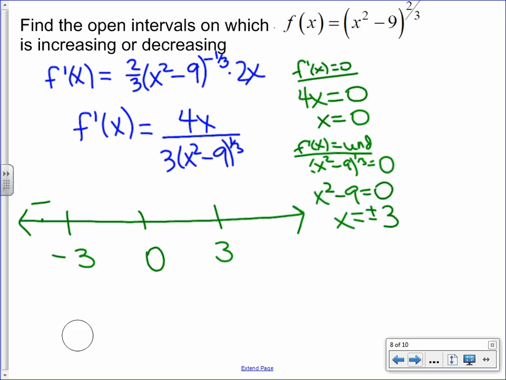Okay, now what do you want to test? So we'd have -4 over -8 to the 1/3. What kind of number is that going to be? So our derivative is positive in that interval. You find me the other 2 intervals. Please.